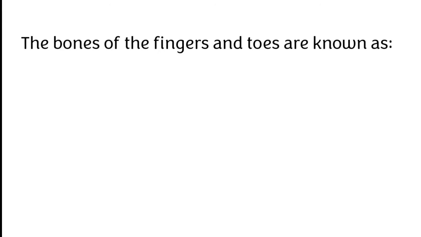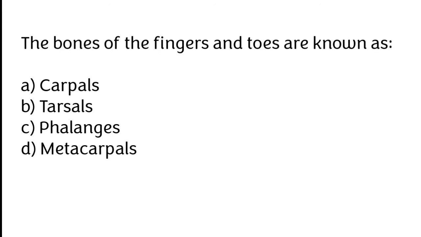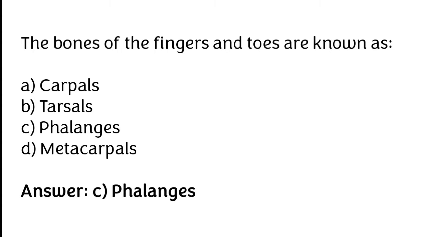The bones of the fingers and toes are known as carpals, tarsals, phalanges, metacarpals. The correct answer is option C. The bones of the fingers and toes are known as phalanges.